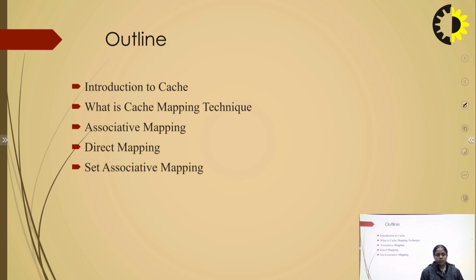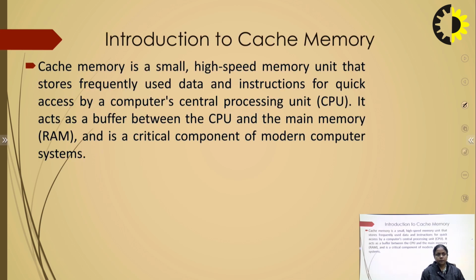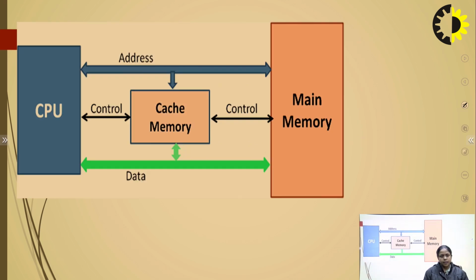So firstly we should understand what is the use of cache memory in our system. Cache memory is a small high speed memory unit that stores frequently used data and instructions for quick access by the computer's central processing unit. It acts as a buffer between the CPU and the main memory, RAM, and it's a crucial component of modern computer systems. So you can see here, this is the diagram for the cache memory.